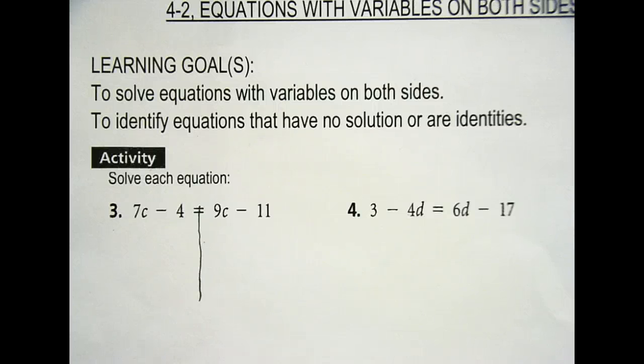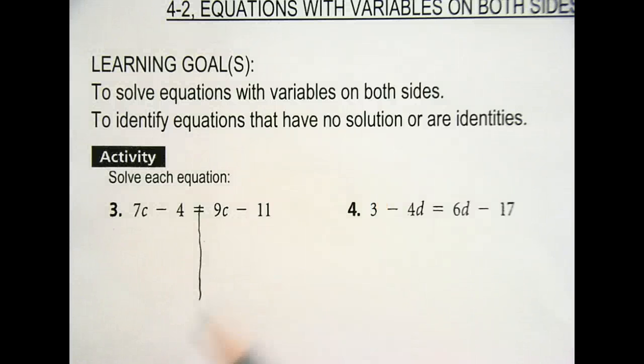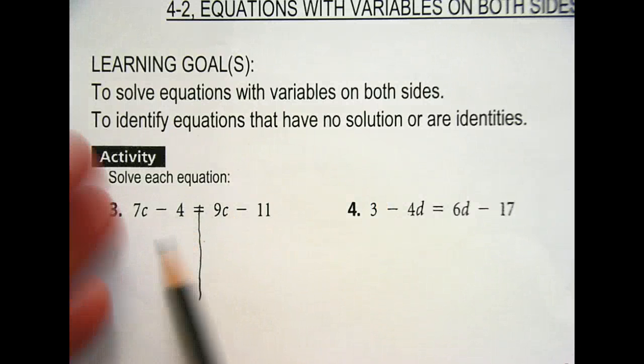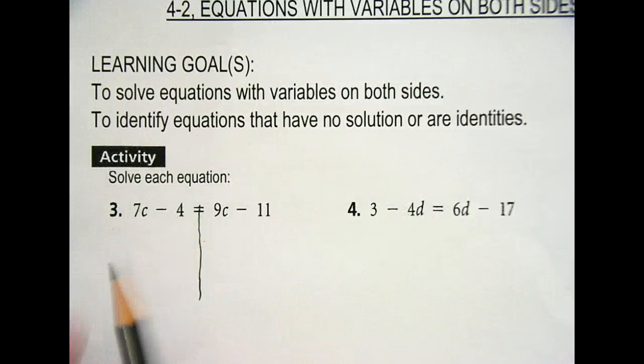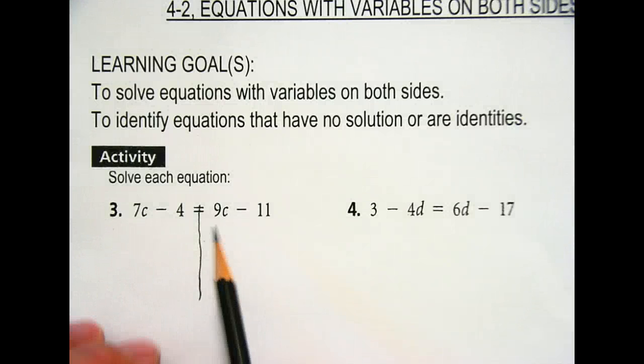Right now the problem I have is variables on both sides, right? So if I want to get the variable alone on one side, it's probably a good idea to collect all the variables on a single side. If you didn't know that, that's something to add to your notes. My goal is to collect all variables on the same side.